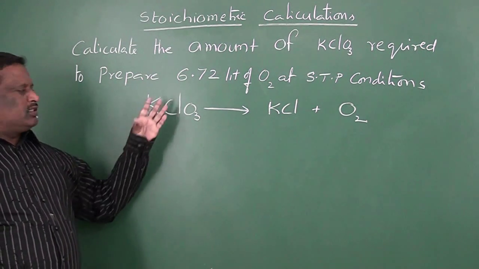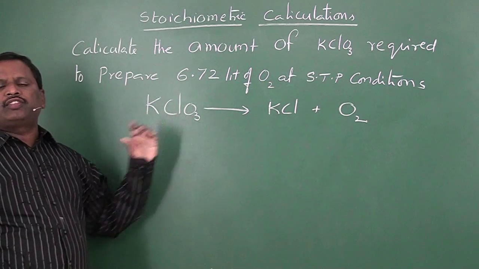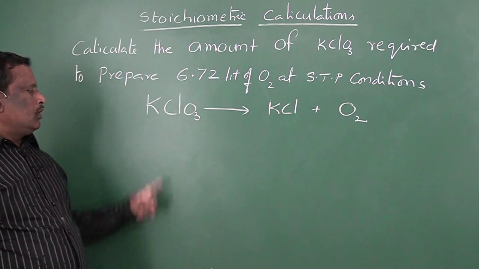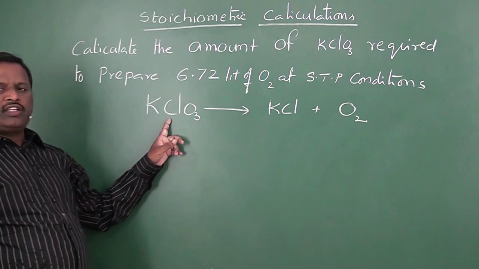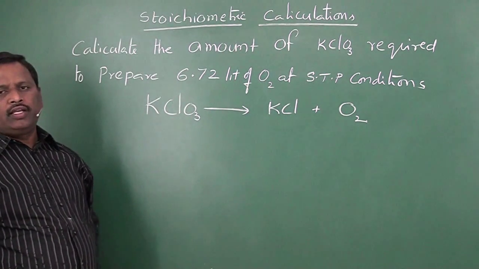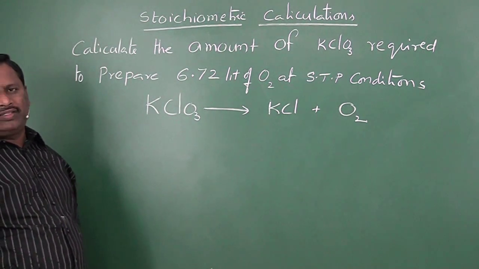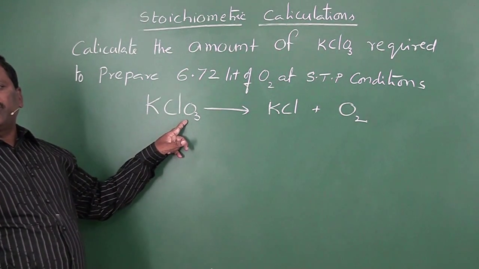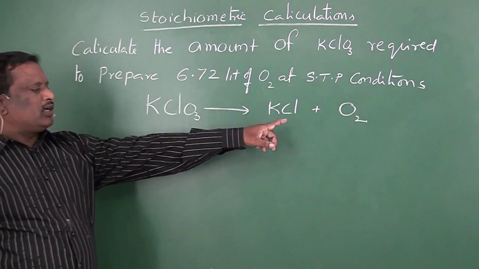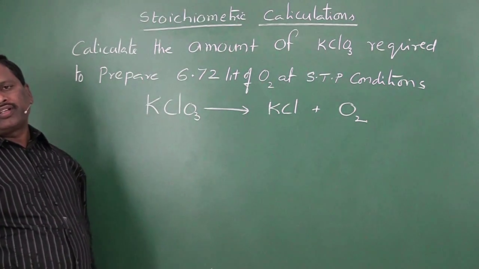Now, this is the equation. Now you have to verify whether it is balanced or not. 1 potassium in the reactant side, 1 potassium in the product side, 1 chlorine in the reactant side, 1 chlorine in the product side. So potassium and chlorine both are balanced. But in the case of oxygen, there are 3 oxygen atoms in the reactant side, but only 2 oxygens in the product side.